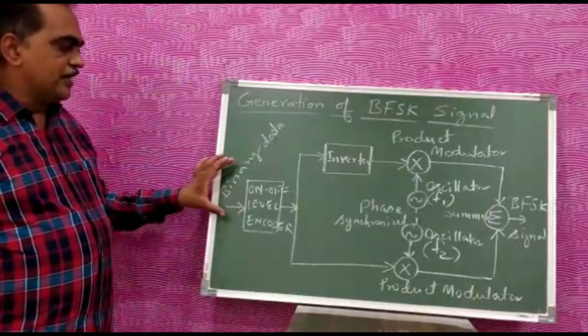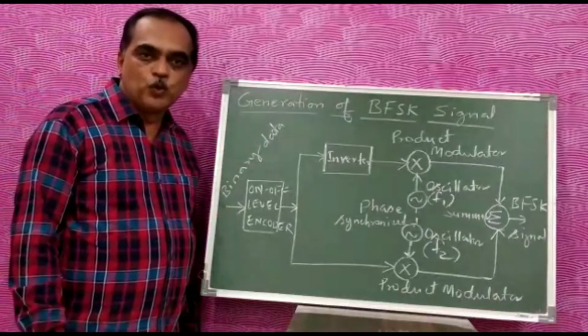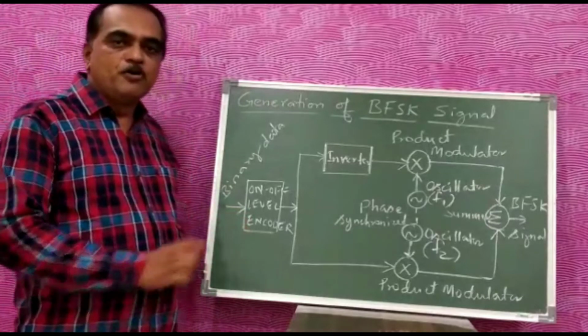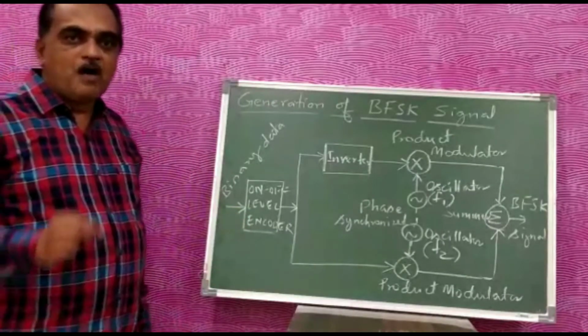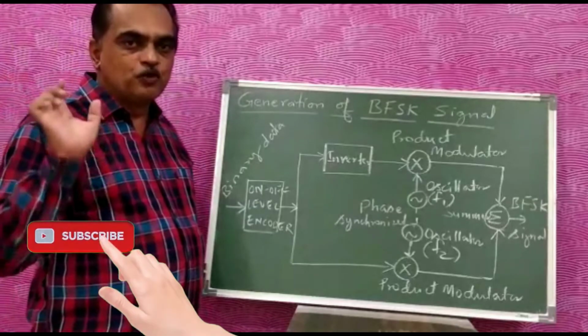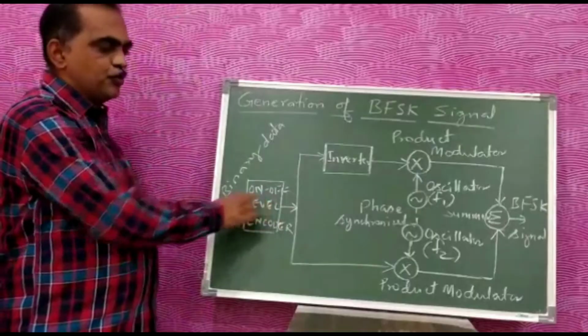And then it is going to pass through the on-off level encoder. That means this is going to generate an electrical waveform for that binary data, where 1 will be defined by a certain voltage and 0 will be defined by 0 volts. Okay, so that will be the output here.